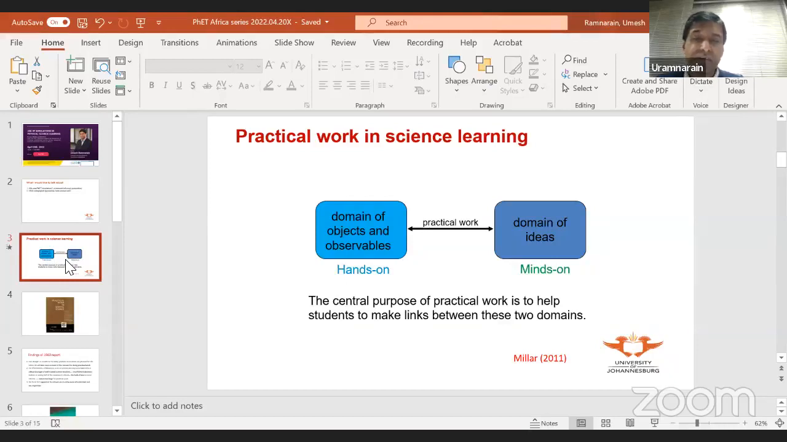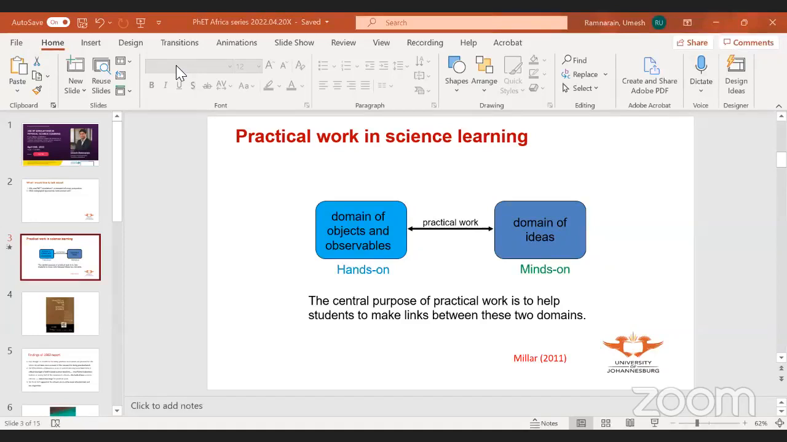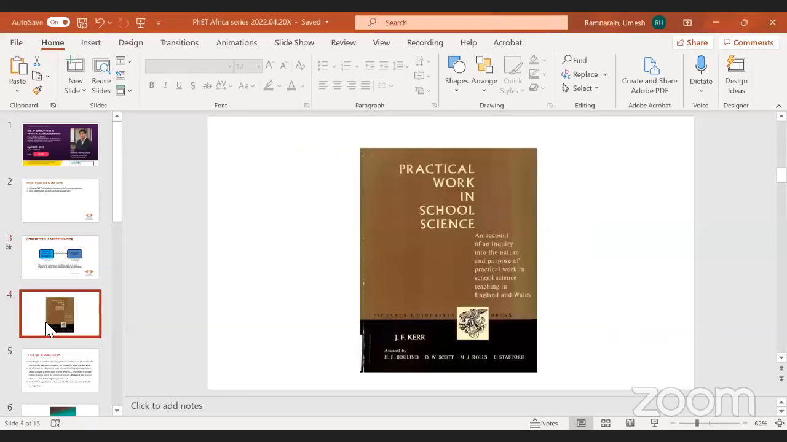So the central purpose of practical work is to enable learners at school, students at universities, to try and conceptualize and to make sense of what is happening in these natural phenomena which we have around us. Now, one of the earliest reports on practical work, I don't intend taking you through a history lesson, was in 1963, and it was titled Practical Work in School Science, and it focused on schools in the United Kingdom.